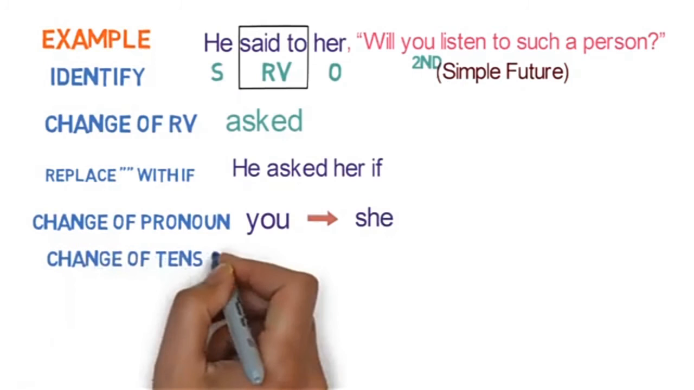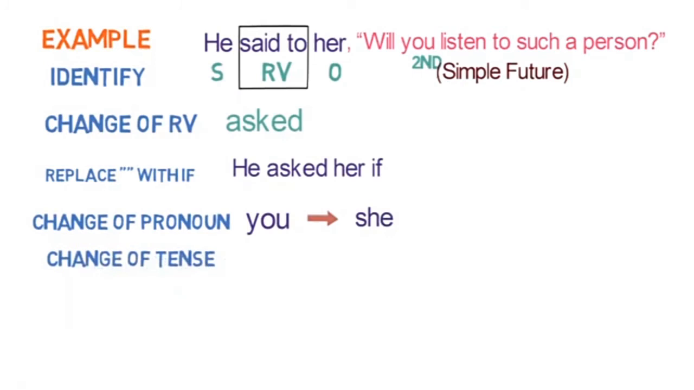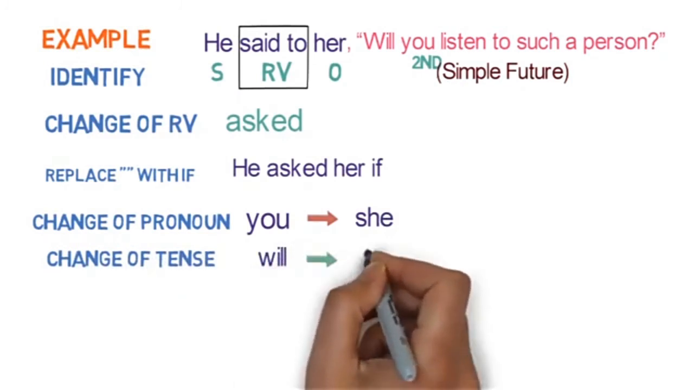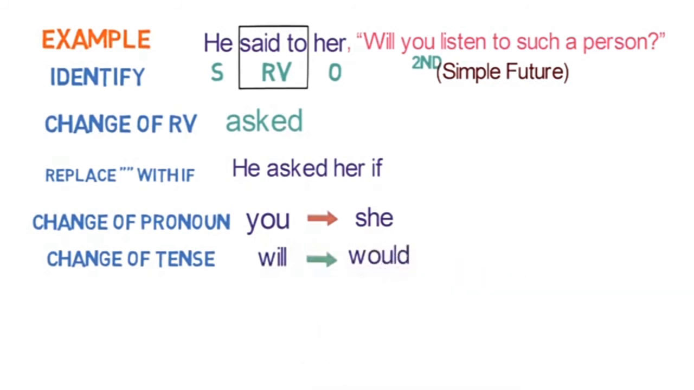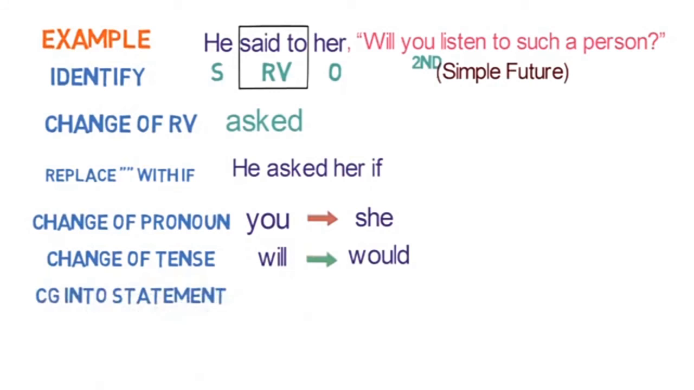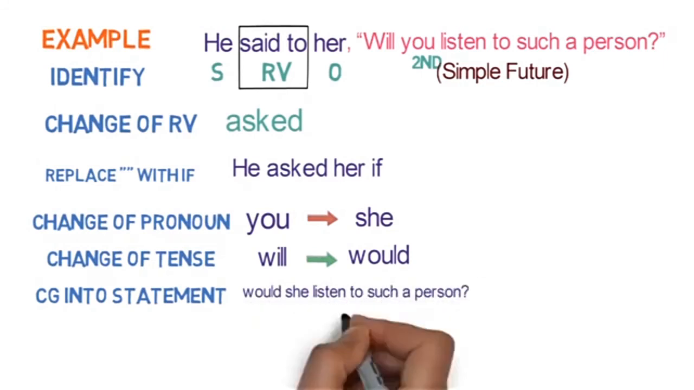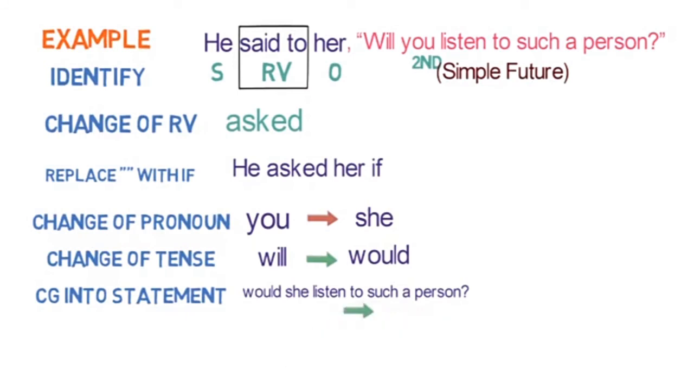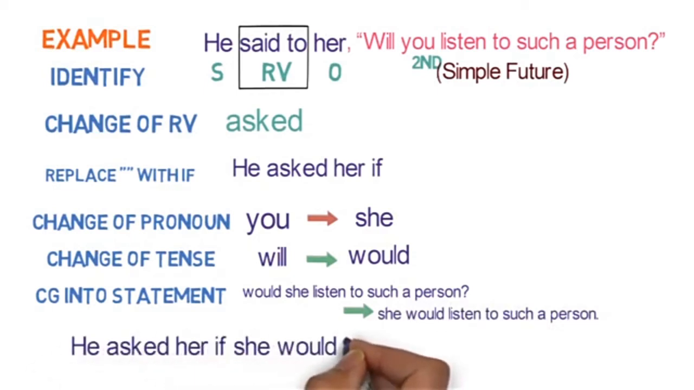Step 5 is the change of tense. Here, the reported speech is in simple future. So will gets converted to would. And step 6, change of word denoting time. But as there are no such words, it won't come here. Now the last step is to convert a question into a statement. After the 6th step, the sentence is, would she listen to such a person? Applying step 7, the statement becomes, she would listen to such a person. The final converted sentence is, he asked her if she would listen to such a person.